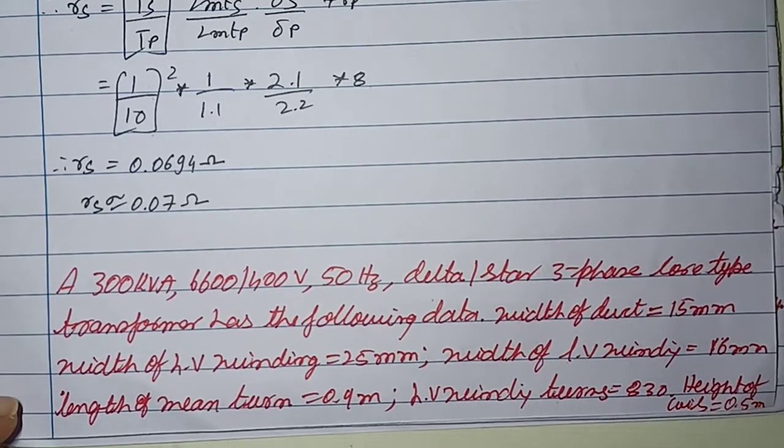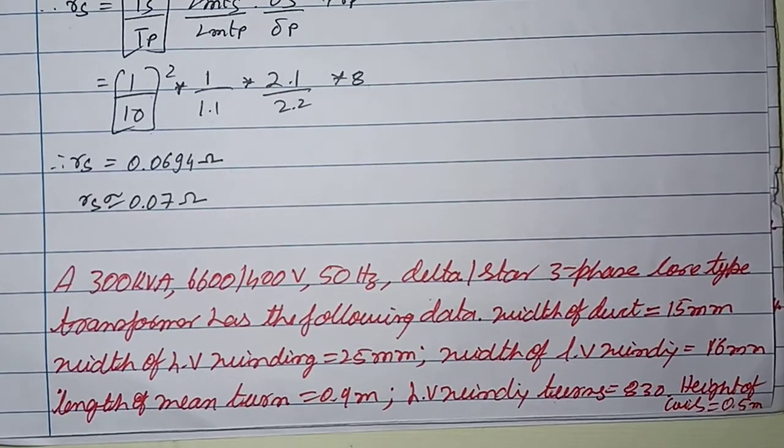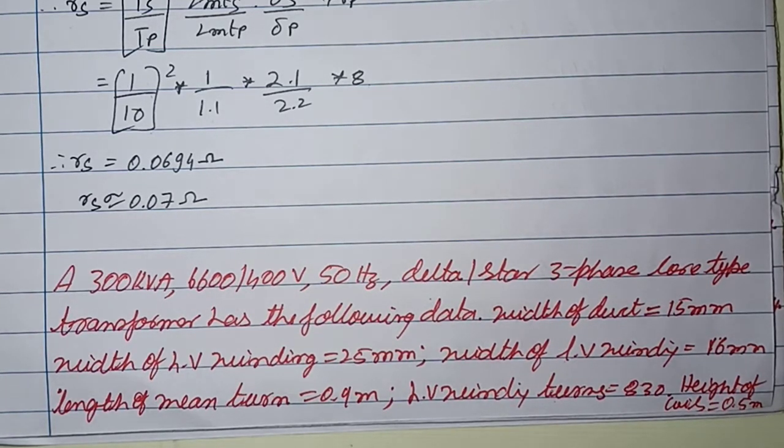Going for the next numerical: a 300 kVA, 6600/400 V, 50 Hz, delta-star, 3-phase core type transformer has the following data. Width of the duct is 15 mm, width of the HV winding is 25 mm, width of the LV winding is 16 mm, the length of mean turn is 0.9 m, LV winding turns is 830, and height of the coils is 0.5 meter.